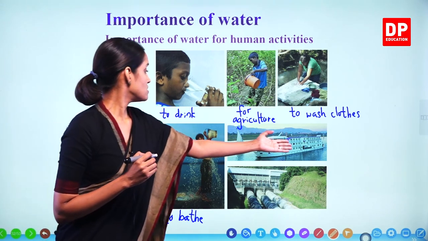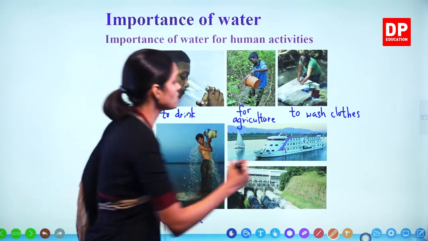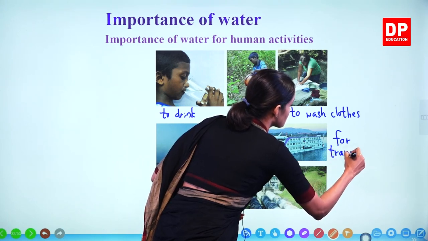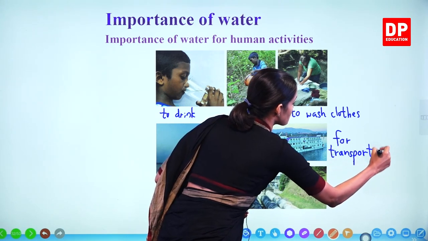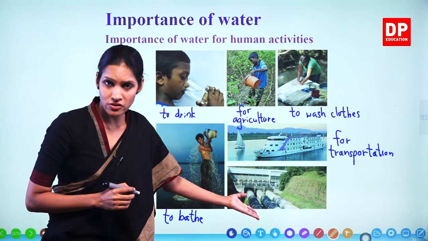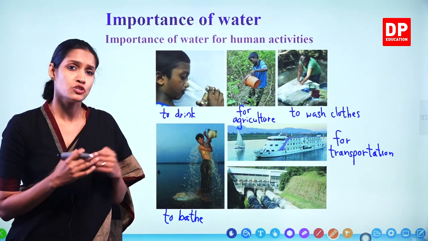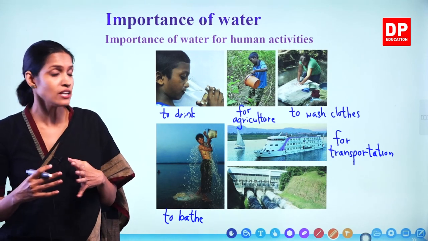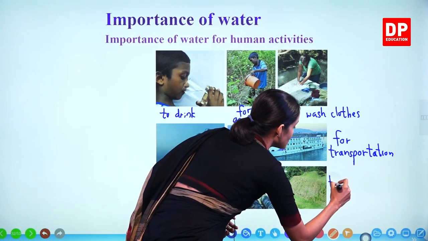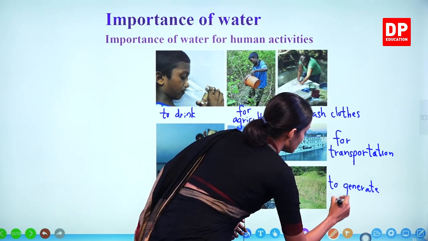And ships and boats travel on water. So what happens? For transportation. Right? So here, this is a hydropower plant. In Sri Lanka, one main method of generating electricity is using this hydropower, right? So, to produce or generate electricity.